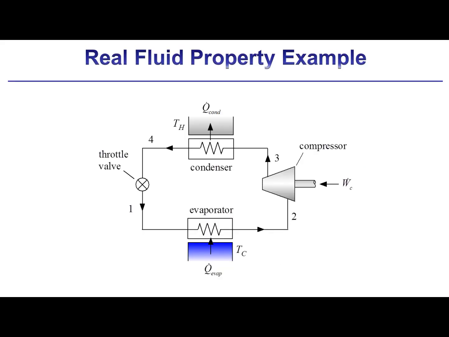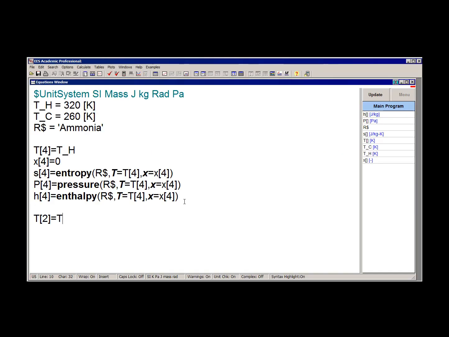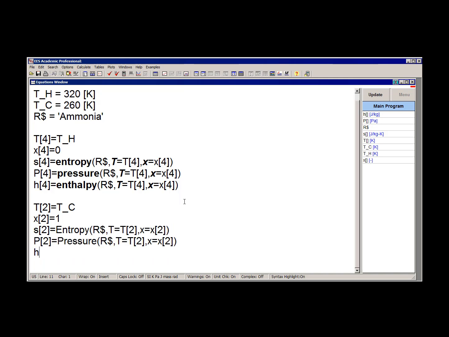So coming back to the cycle now, the refrigerant leaves the evaporator at state 2, and we're going to assume that it's saturated vapor, so it has quality 1, and that it's at the refrigeration temperature Tc. And again, these two intensive properties will fix the state, so that allows us to compute any other property we want. In this case, we'll use the functions entropy, pressure, and enthalpy to get those properties at this state.